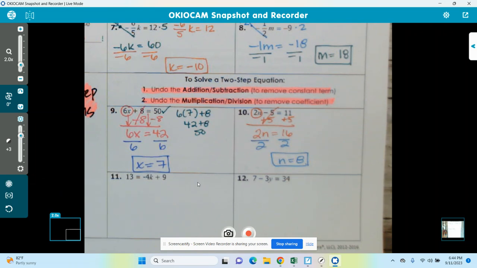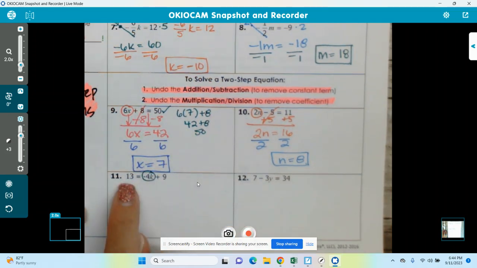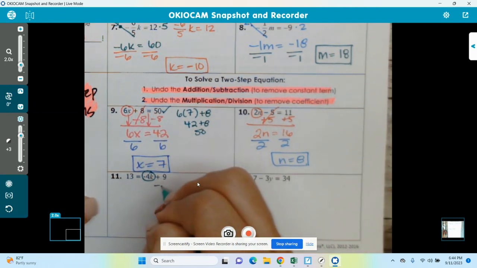All right, now 11 and 12 are just written a little differently. The problem's going to be the same, okay? We're still moving whatever is not attached to the variable first. Okay, so when I look at number 11, here's my variable term. I don't move that 13, y'all, because it's already by itself. I'm going to move this 9.